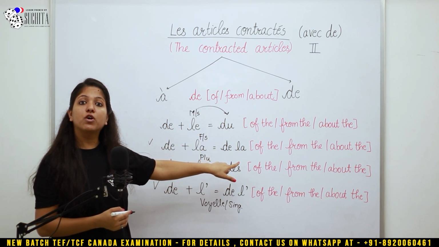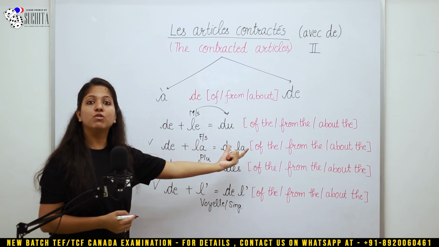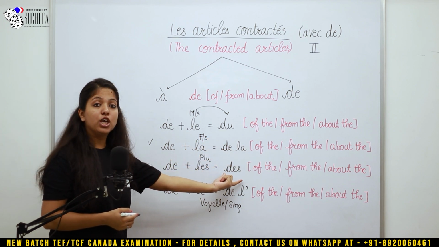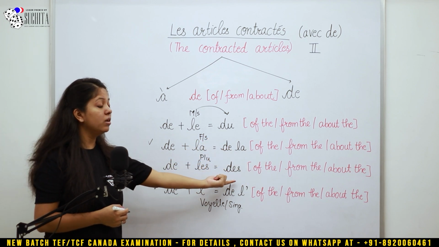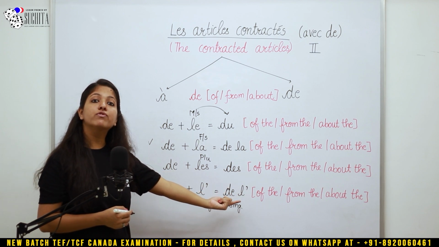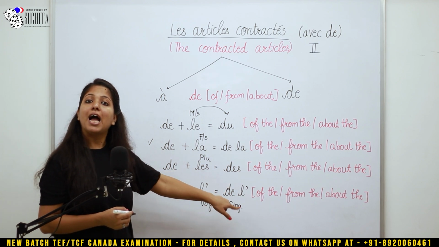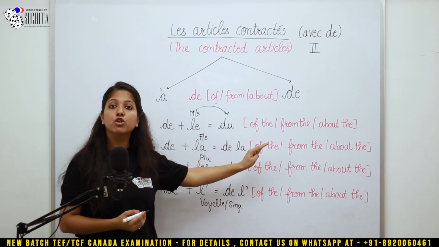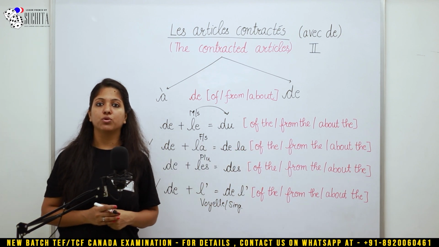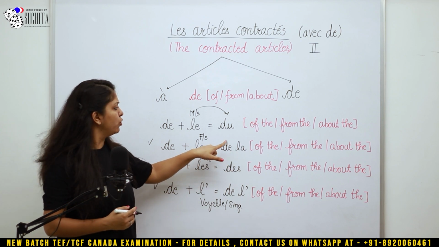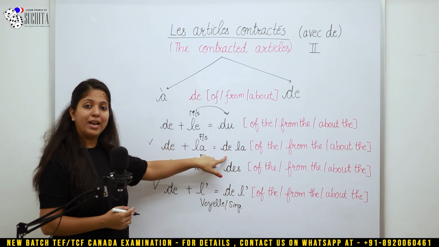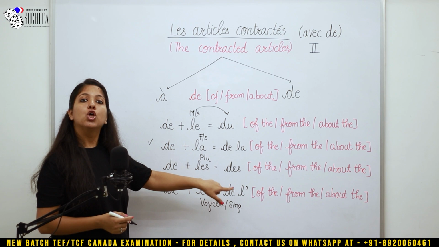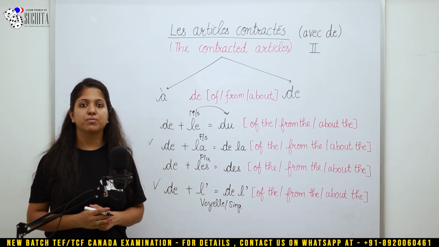De la, you use for the things which are feminine and which are singular. De, you use for the things which are plural. And the L apostrophe you use for the things which begin with a vowel and which are singular. But the meaning of all four of them is of the, from the, or about the. I'll just repeat the pronunciation for you. Du, de la, de, the L apostrophe.